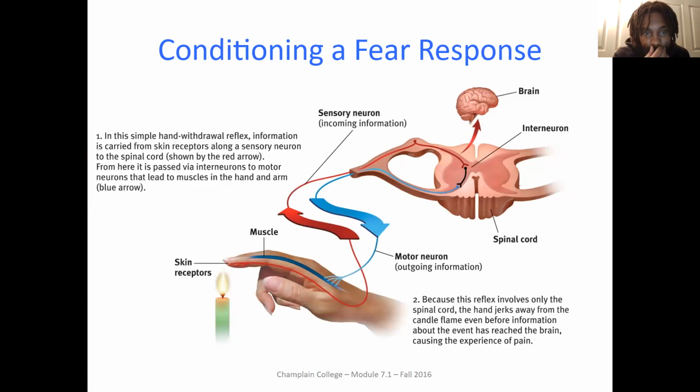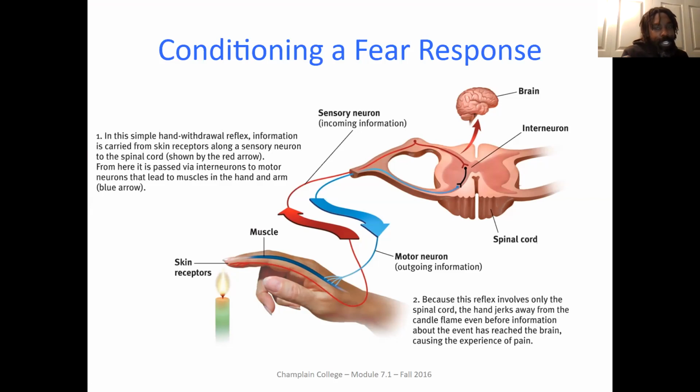And then you'll see the blue arrow, neurons that lead to muscles in the hand and arm. And then point number 2: because this reflex involves only the spinal cord, the hand jerks away from the candle flame even before information about the event has reached the brain, causing the experience of pain.